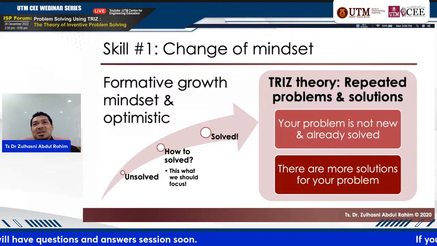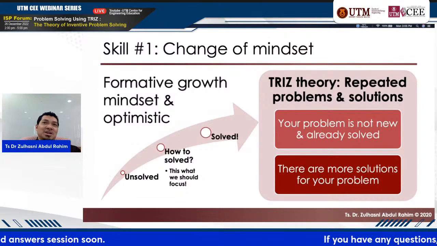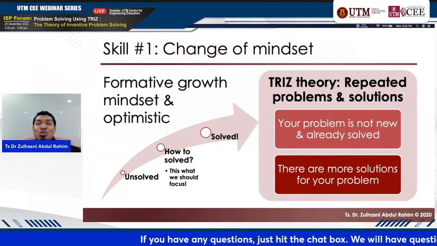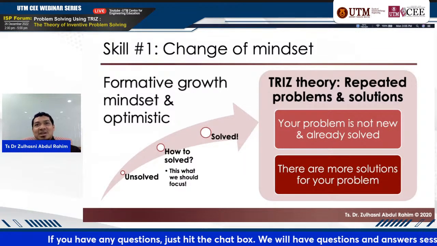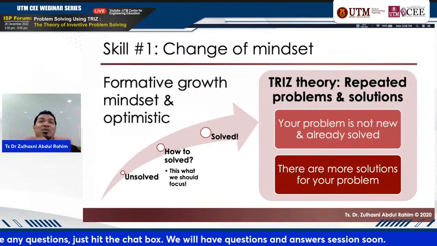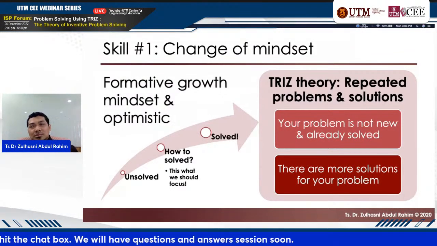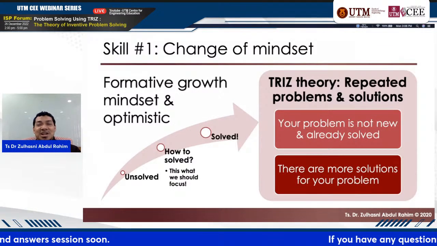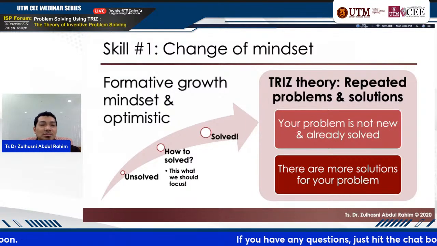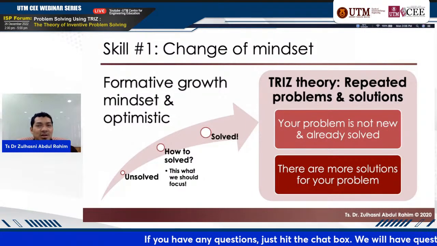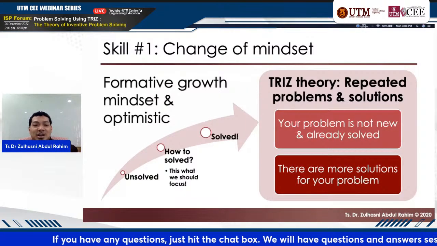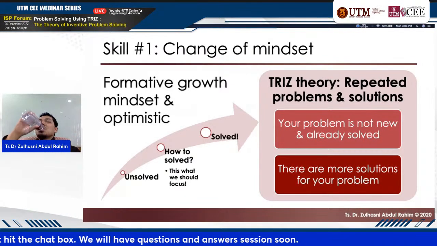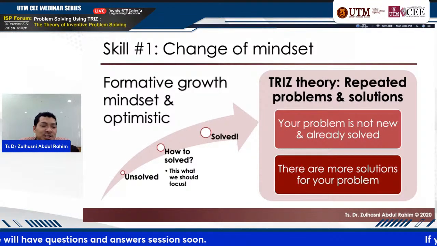So in TRIZ theory, your problem is not new. It has been repeated before, and there are more solutions outside your boundary of knowledge. That's why patent is the highest level of document in technical and engineering value property, because it can create high commercial value and profit. So this is important. This is important.